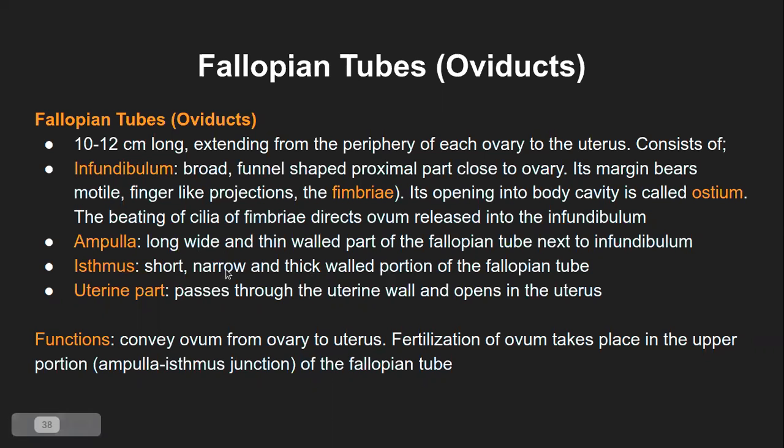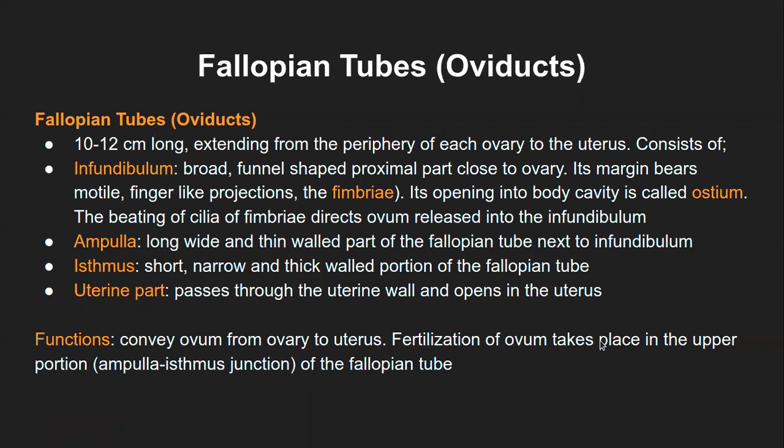So the isthmus is the short, narrow, thick-walled portion of the fallopian tube, and then the uterine part ultimately passes through the uterine wall and opens into the uterus. These are the four parts, majorly three. The uterine part we don't really call a part, but it's just the opening of the fallopian tube into the uterus. Functions: the most important function is to convey the ovum from the ovary towards the uterus, not directly to the uterus, because it first has to get fertilized in the fallopian tube.